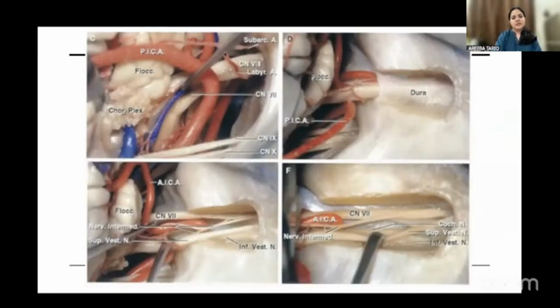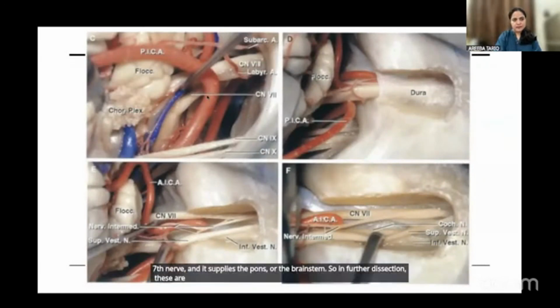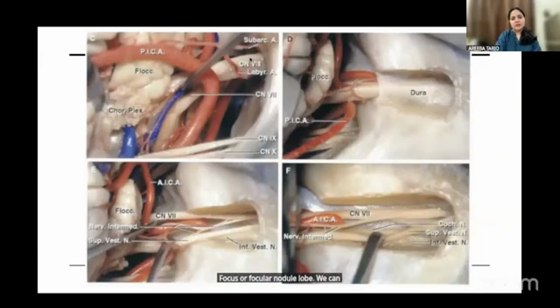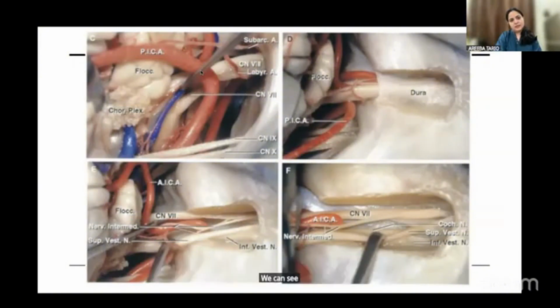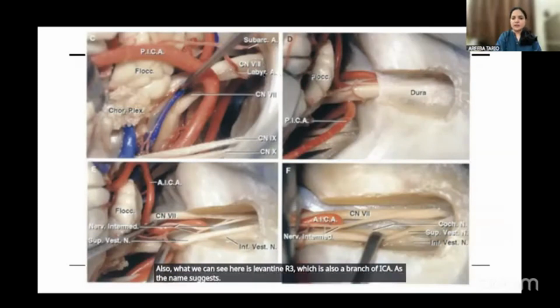Some further dissection. These are magnified view of middle complex, and as we can see, this is flocculus or flocculonodular lobe. We can see the cranial nerve 7th, 8 here, cranial nerve 9, 10 down below, and cranial nerve 7 is present next to cranial nerve 8. We can see the PICA sometimes, which is looping upward, and the ICA. Also, what we can see here is labyrinthine artery, which is also a branch of ICA. As the name suggests, it supplies the inner ear.